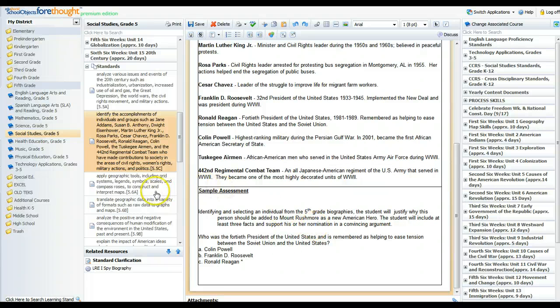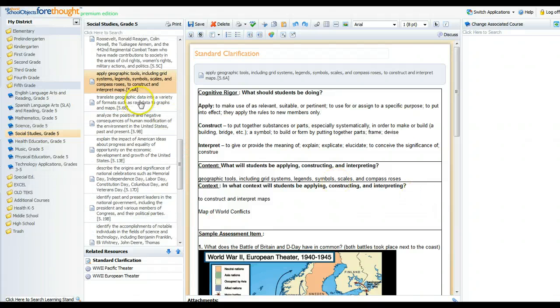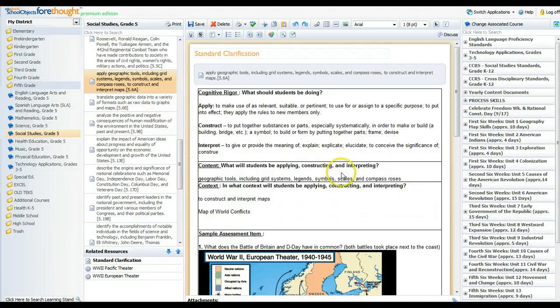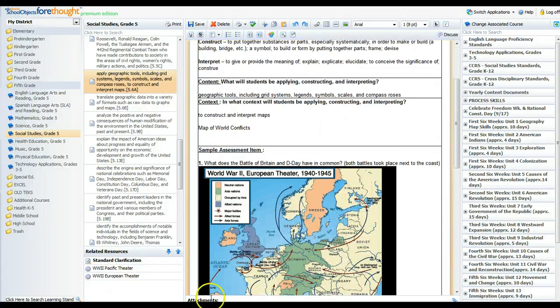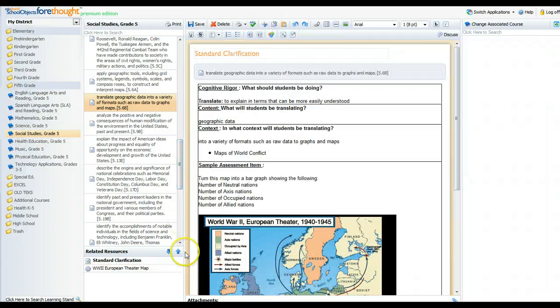And I have some examples of some assessments. You might want to have them do a biography, something like that. I had really for your maps 5.6A and 5.6B that you're looking at World War II. And so I have included the maps, the Pacific Theater and the European Theater. And I've included PDFs of those so that you can look at that with your students.